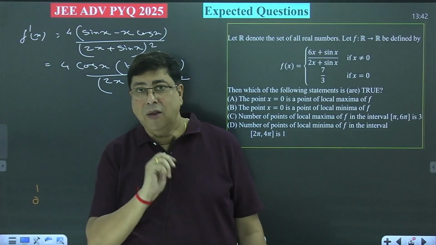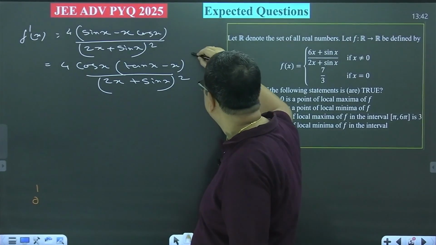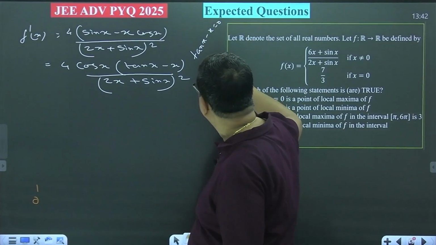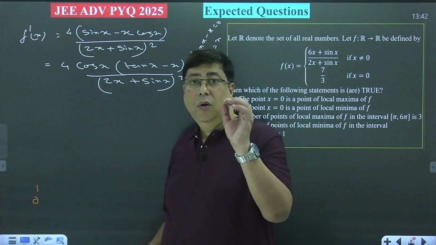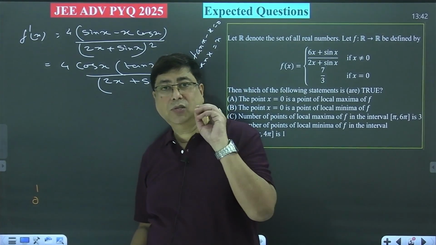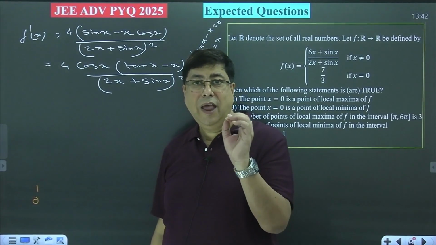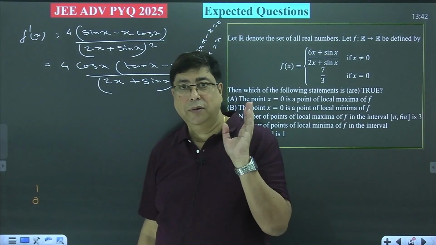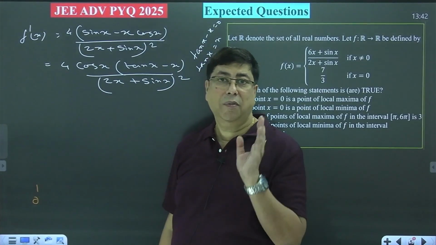Remember this. Then what will we do? In this case, we will make tan x minus x equal to 0. So tan x equal to x. It means if we make f dash x equal to 0, we get tan x equal to x. The number of solutions of tan x equal to x, that is, the points where tan x cuts y equal to x, are the critical points. So let us search for the places of the critical points.